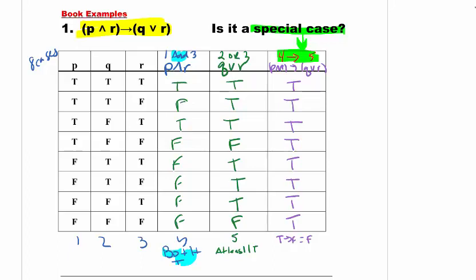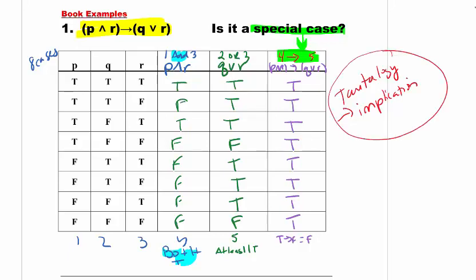So my words here would be, it is a tautology, because it's all trues, but because I also have that arrow on my last step, it is also an implication. So if it asked you to pick all that apply, you would pick both, okay? Because both of those work for this last case.